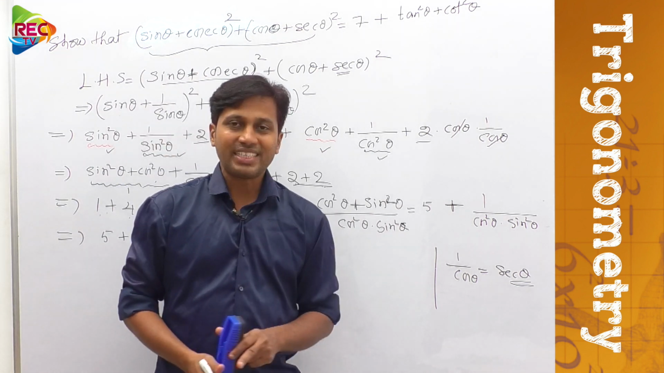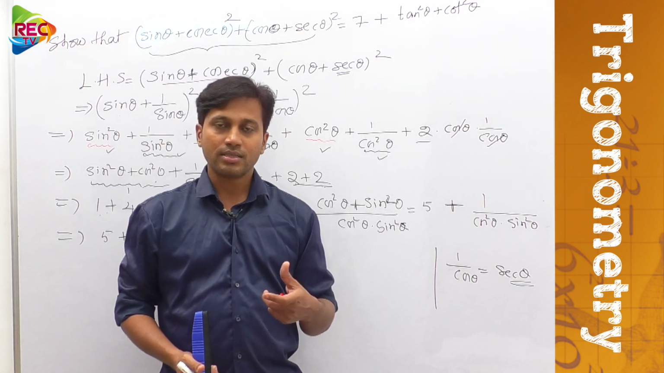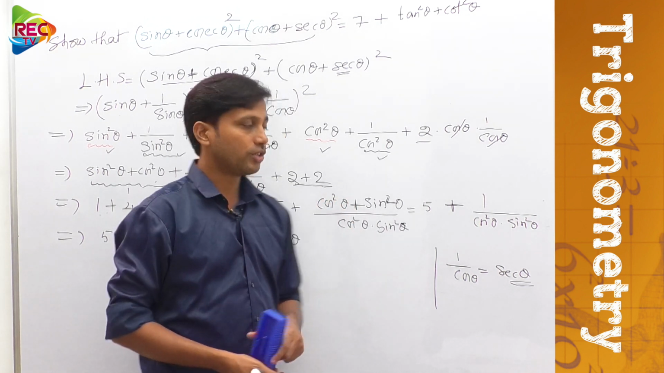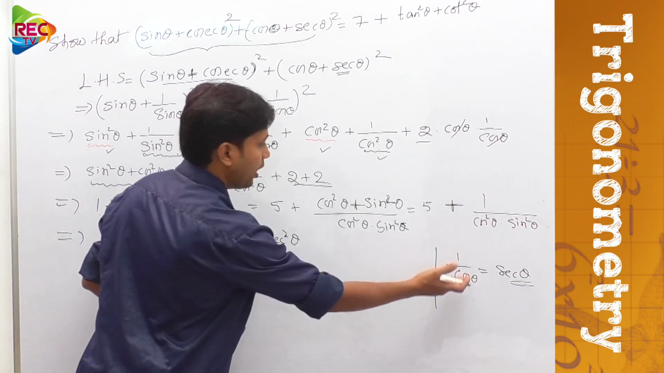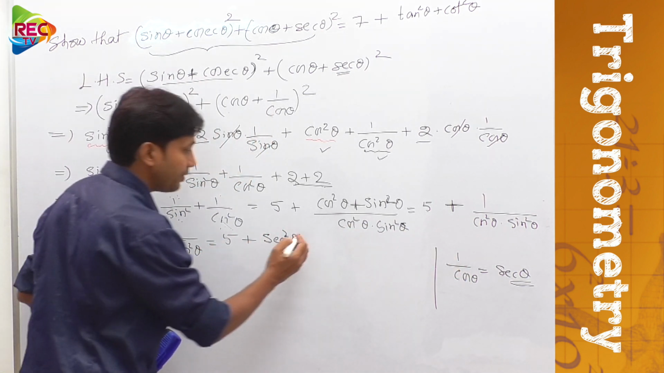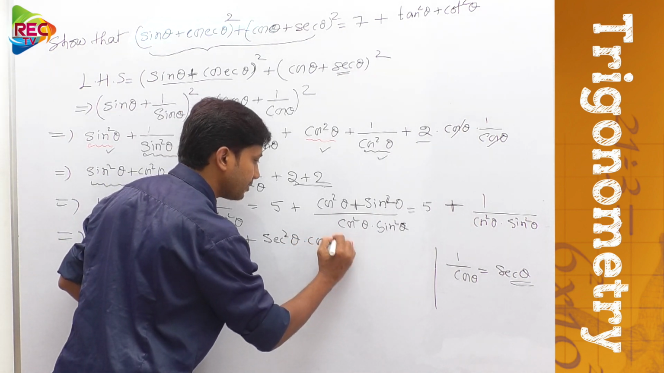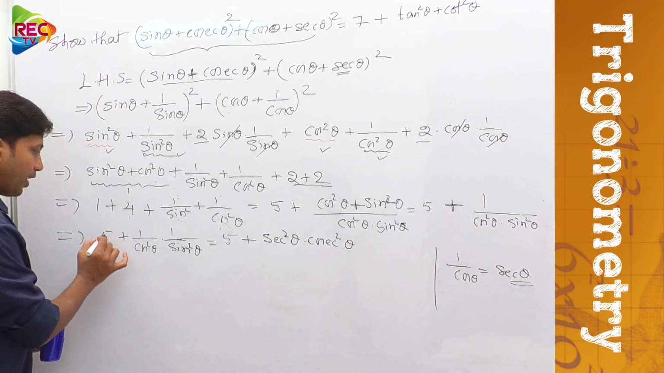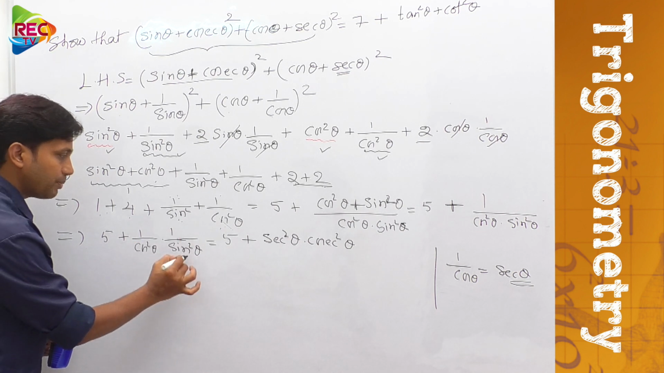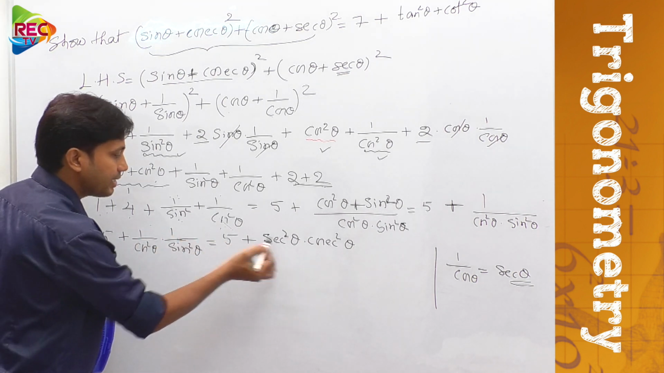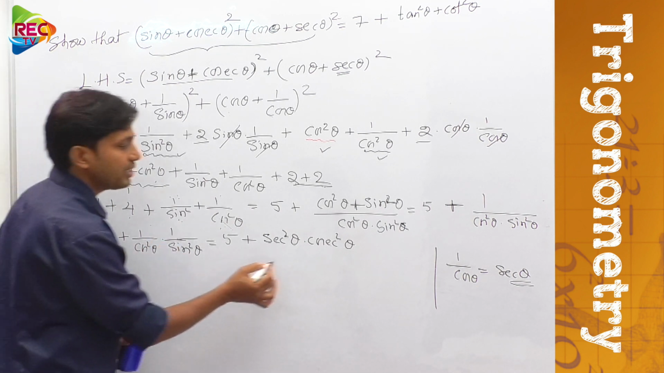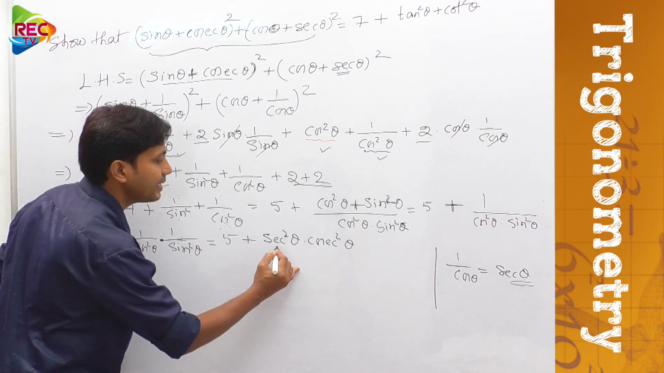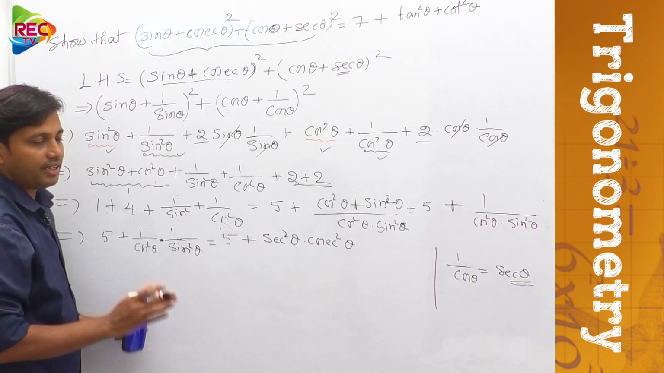Again I said 1 by sin theta equal to cosecant theta, as sin and cosecant ratios are reciprocals of each other. So therefore here we can replace 1 by sin square theta with cosecant square theta, right? Now we haven't done anything else. Here we have just done 5 plus 1 by cos square theta into 1 by sin square theta, 1 by cos square theta written as secant square theta, and 1 by sin square theta written as cosecant square theta, and they are multiplied together. So 5 plus secant square theta into cosecant square theta we simplified.